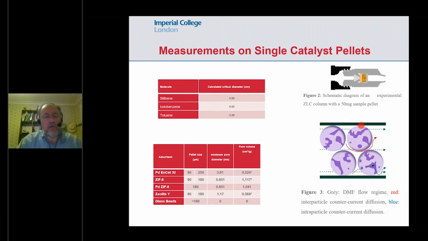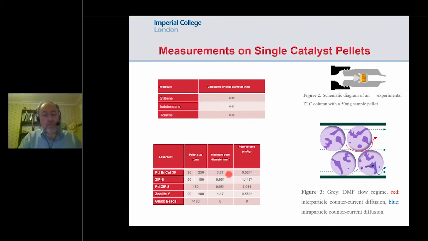So in our problem today, we've got 3 molecules of interest. We've got stilbene, which is the biggest molecule, iodobenzene, which is the reactant, and toluene, which is essentially an inert solvent molecule. We've also got a range of different porous materials. The palladium NCAD30, that is the industrial catalyst. You can buy that commercially. In this project, we bought that.